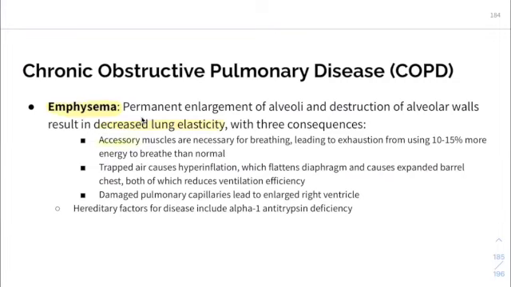They use more of those accessory muscles for breathing, which involve some of the muscles in your neck to help lift the rib cage, lift the top part of that rib cage up. They end up with exhaustion. They're using 10 to 15% more of their energy just to breathe.